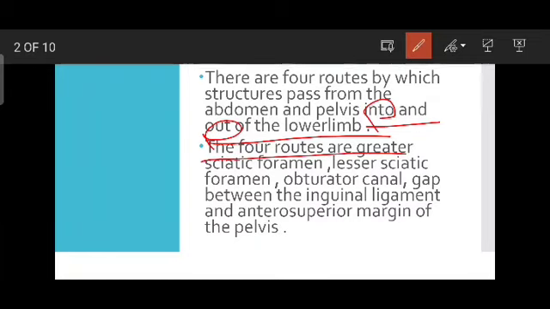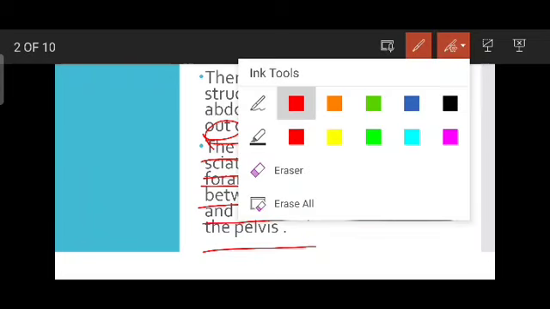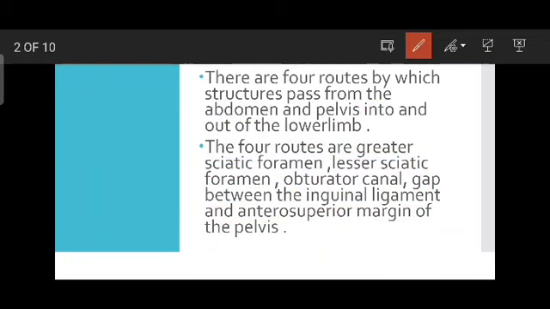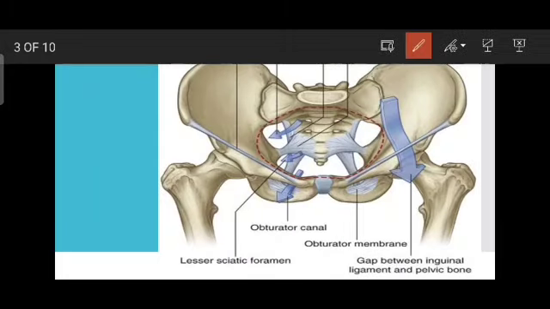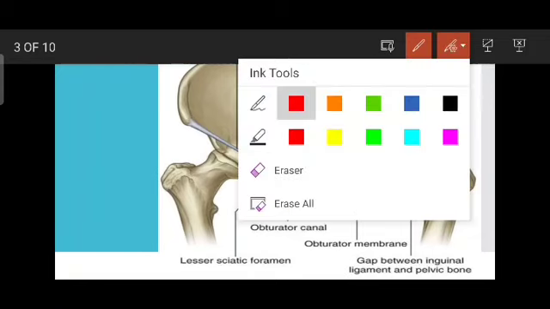The four routes are the greater sciatic foramen, lesser sciatic foramen, obturator canal, and the gap between the inguinal ligament and the anterior superior margin of the pelvis. In this structure, you can see this is the greater sciatic foramen, the lesser sciatic foramen, this is the obturator canal, and this is the gap between the inguinal ligament and the pelvic bone.